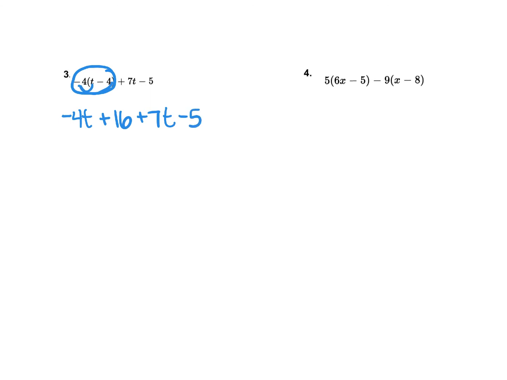All right, let's combine like terms. So I have a negative 4t and a 7t. That's going to give me 3t. And then I have a positive 16, and I've got a negative 5, so 16 minus 5 gives me positive 11.